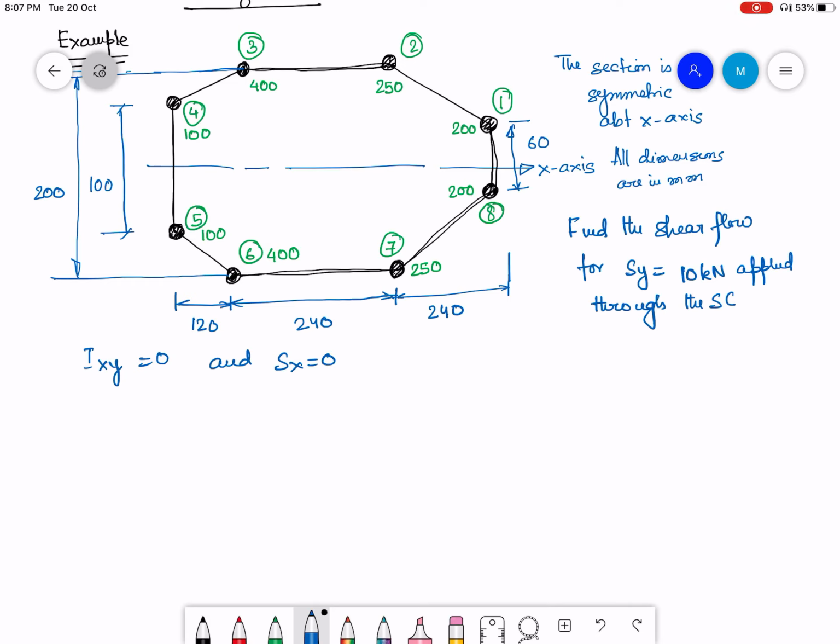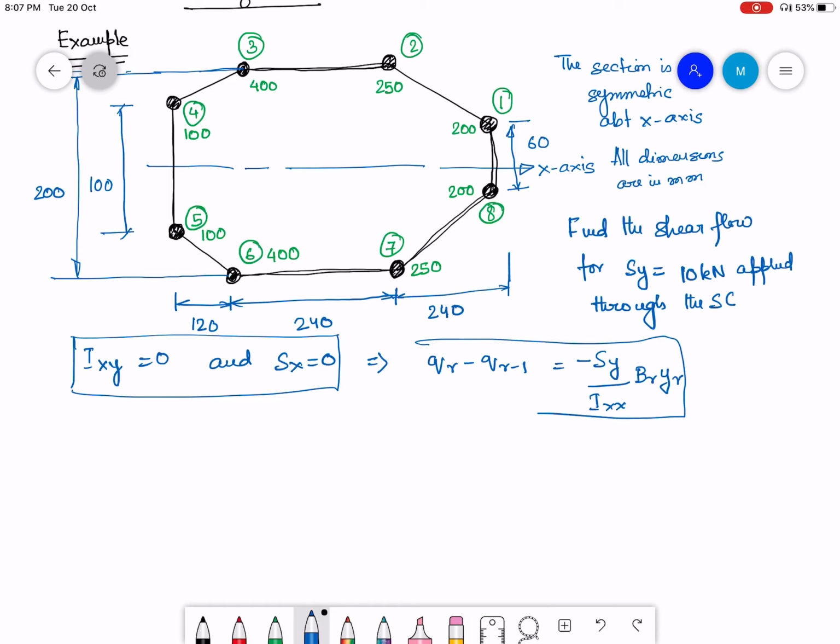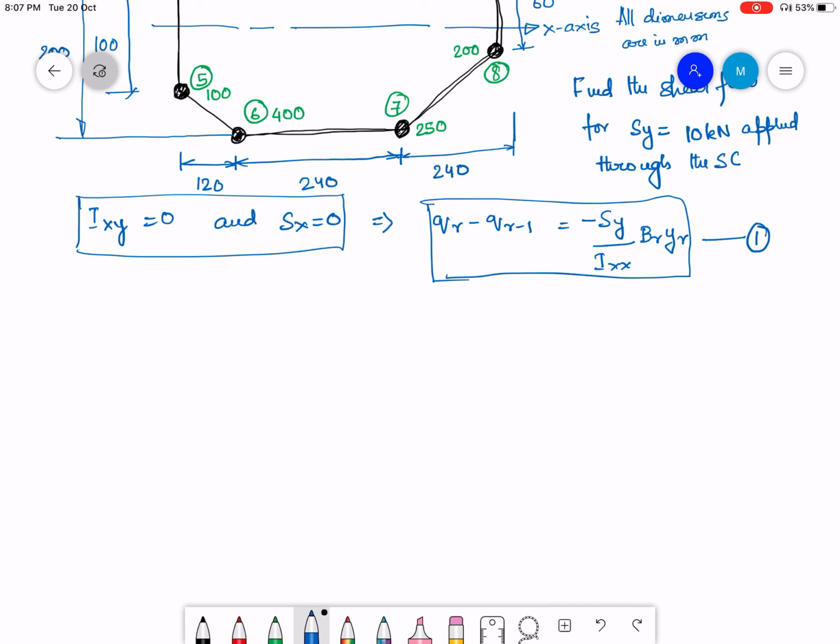Okay, so because of these two reasons, we know that Qr minus 1 is going to be minus Sy by Ixx into Br into Yr. Okay, so this is the equation that I'm going to deal with. Let me call it equation 1. So the only sectional property that I'm going to need is Ixx. So let me try to find out Ixx.